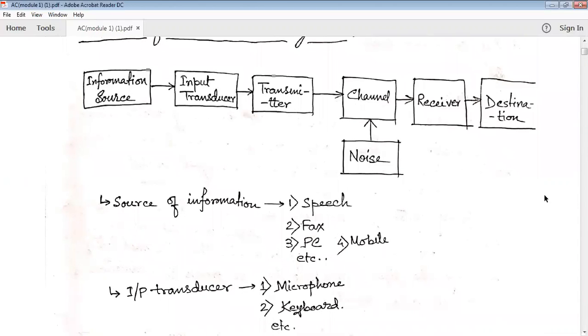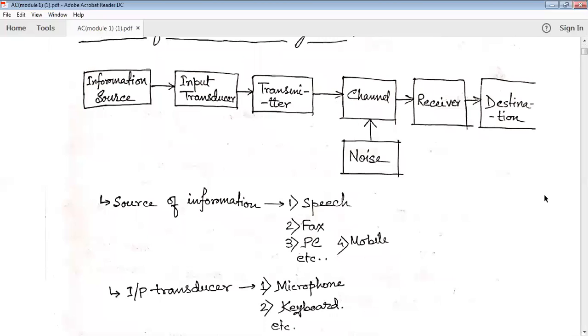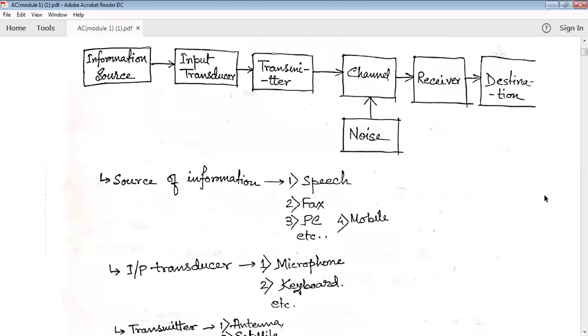As an input transducer, I'm using a microphone to communicate with you through this YouTube channel. What is the function of a microphone? It is converting my voice signal into an electrical signal. This is the main function of the microphone, so it can be used as a transducer. The keyboard, I'm scrolling down, scrolling up, so the keyboard is also an input transducer. It is also converting this to an electrical signal, etc.